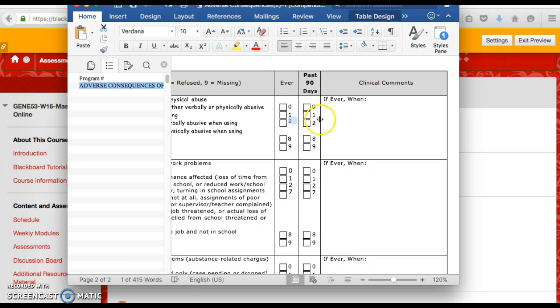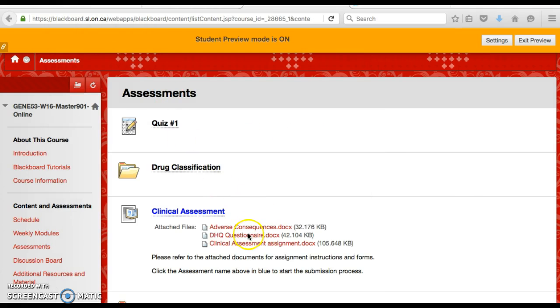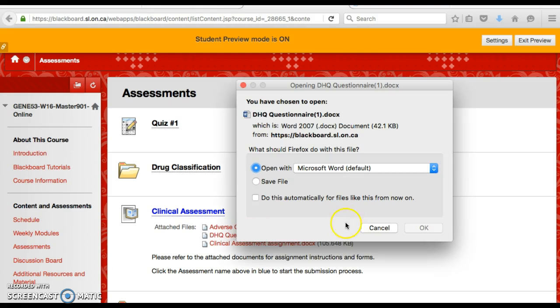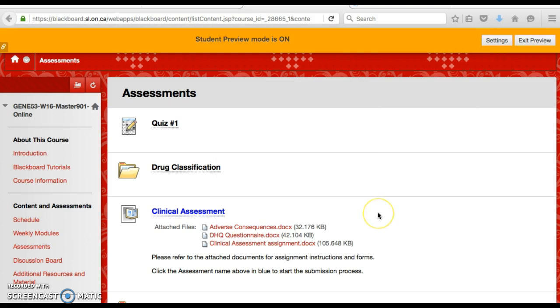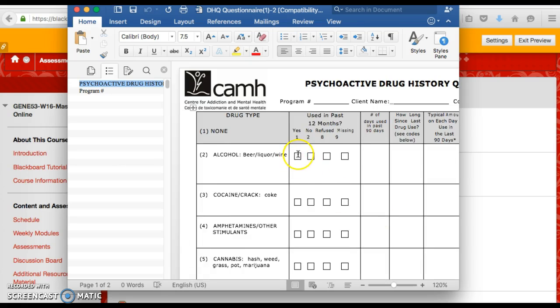But if you need to note it somehow. In this one, I think it's easy to do that. I will go back into the drug history questionnaire because similar issues, I believe, arise. This one is a little harder to get. You could space it over and, like, X it that way.